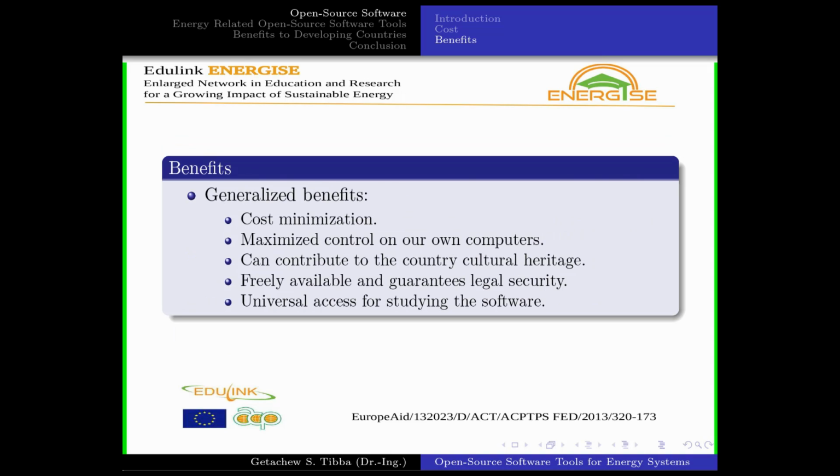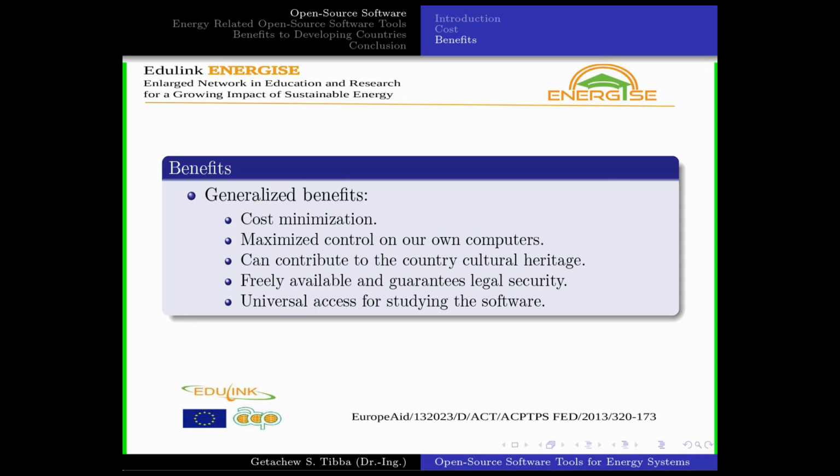Now we will see some general benefits of open source software. One is cost minimization. If we can handle the management costs and other additional add-on costs, then the source code is free, so because of that we can minimize the cost.